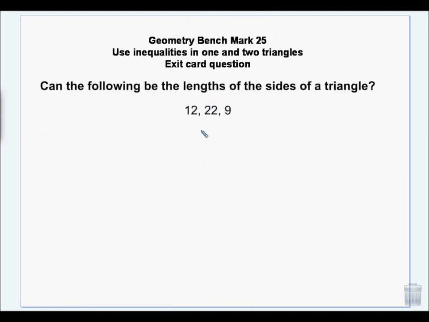Okay. And can the following be the lengths of the sides of a triangle? 12 plus 9 greater than 22? No. That's it. As long as one of these is not true, it can't be a triangle. Now, 12 and 22 is greater than 9, and 22 and 9 is greater than 12, but because 12 and 9 is not greater than 22, it can't be a triangle.